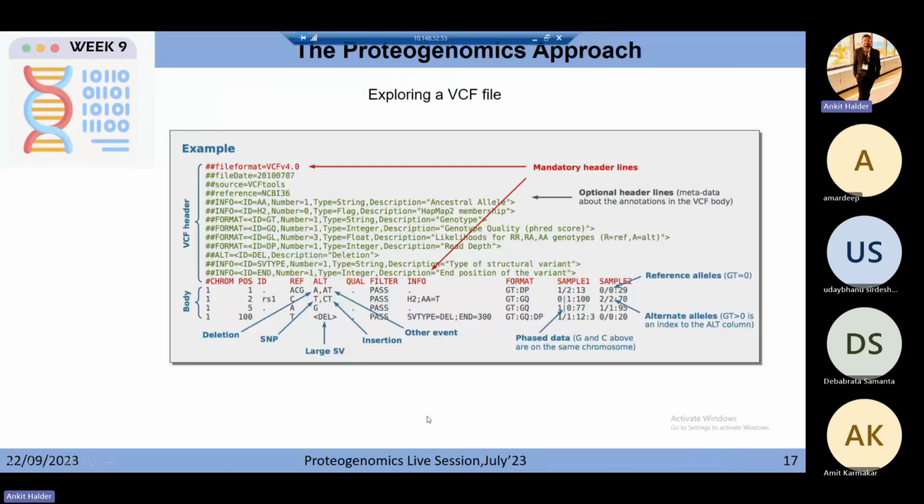Now, what we were mentioning is that the VCF file is quite important, because it will give us an understanding, firstly, of how well our files are aligned and annotated.